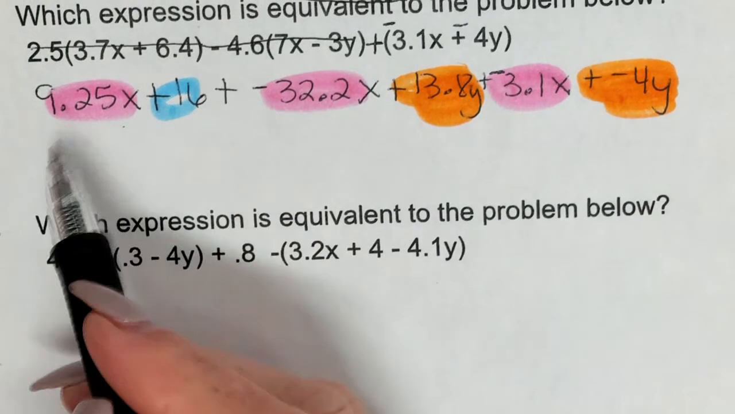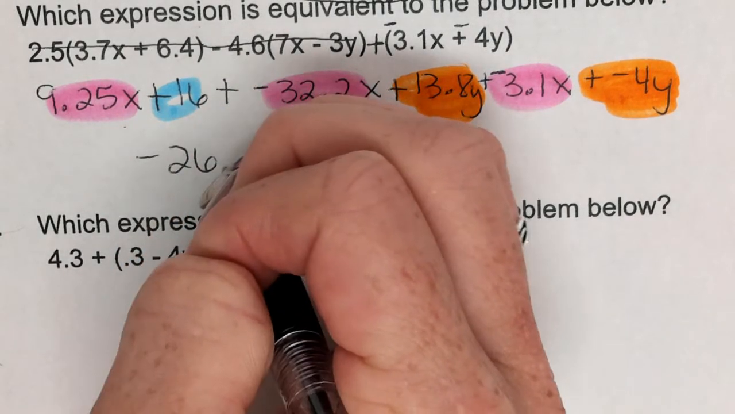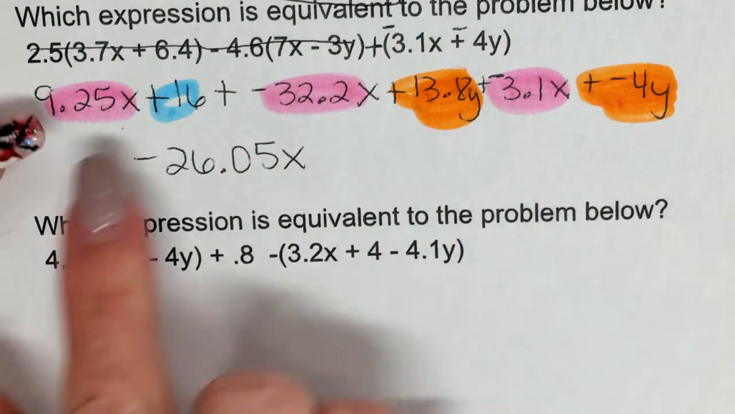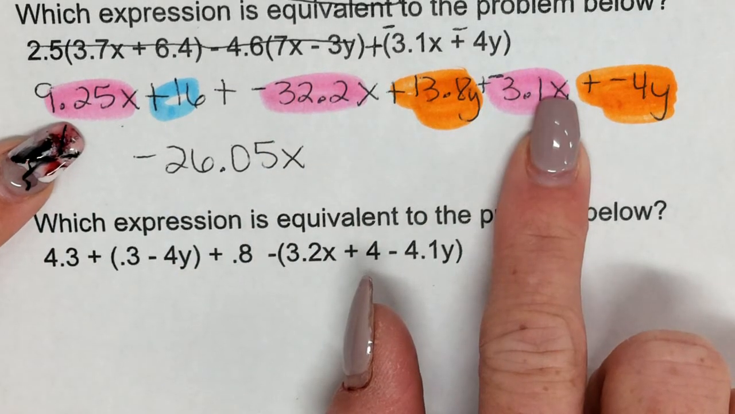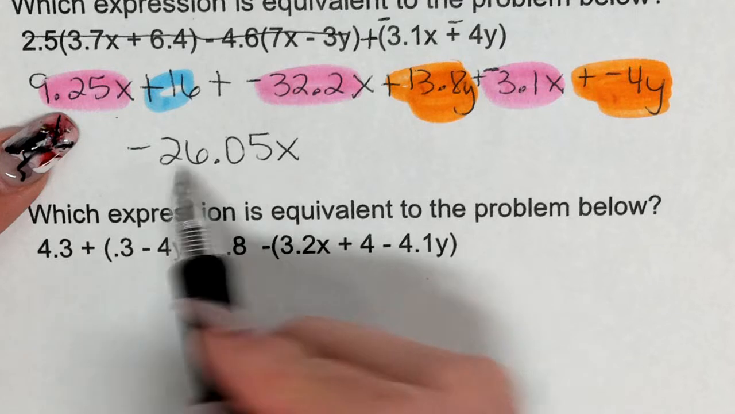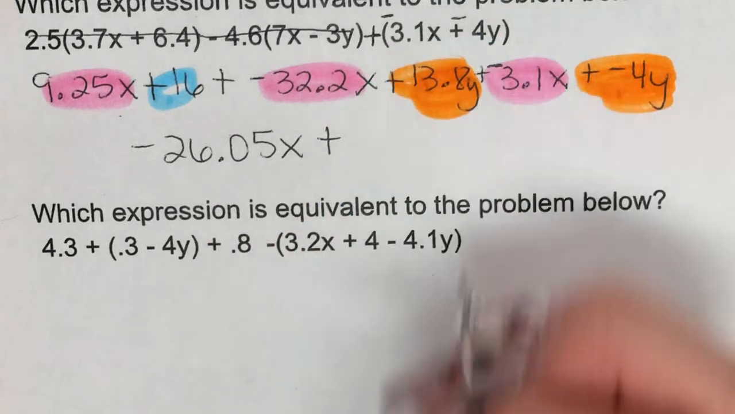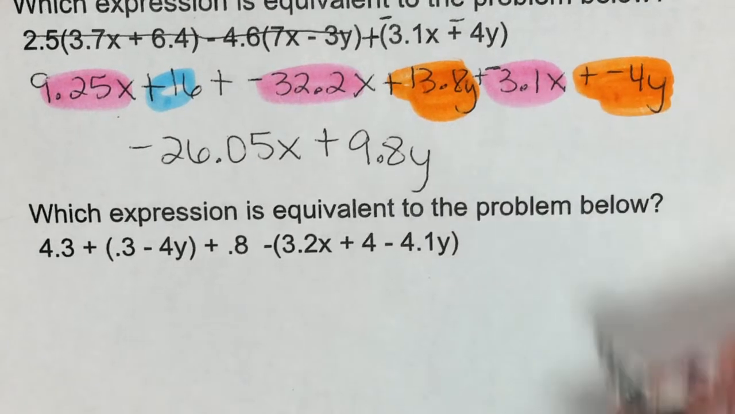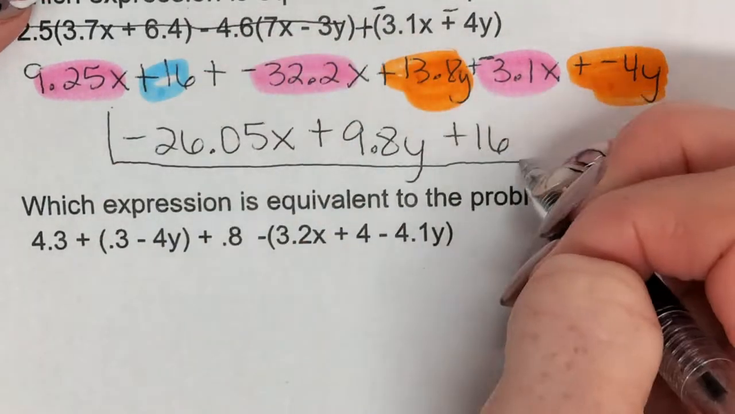Okay, so I'm going to combine 9.25 minus 32.2, and I get what? Negative 26.05x. That's with the 3.1. So combine all the x's, and this is what you get, yes? Combine the y's, and you get 9.8y. Because this one's negative. Then plus 16. And that's as far as I can simplify it.